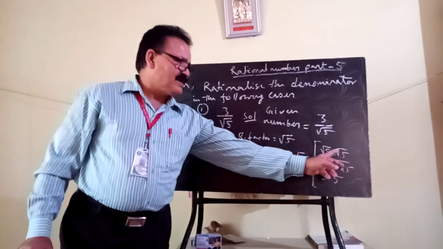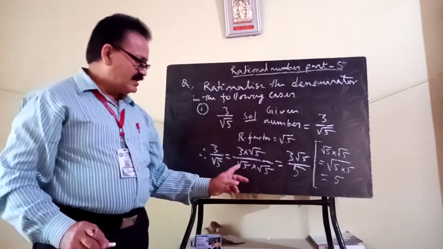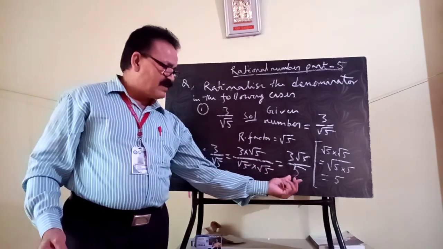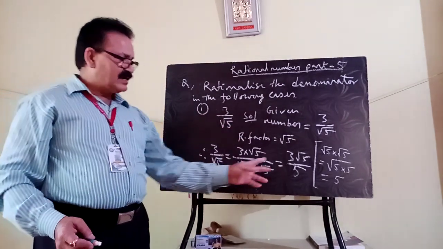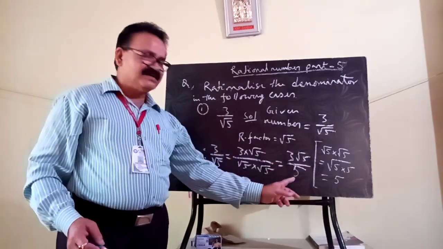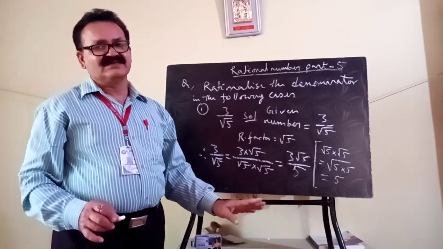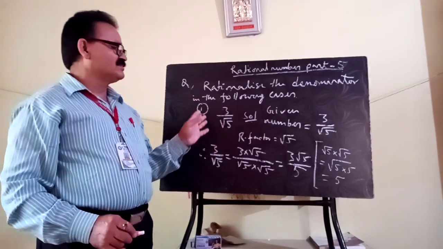So when square root of 5 is multiplied with square root of 5, you will get 5. So that means the root is removed. Now you have got 5, so 5 becomes a rational number. So this 3 by root 5 is converted into 3 root 5 by 5. In this case 5 becomes the rational number. So this is your topic, rationalizing the denominator of the following cases.